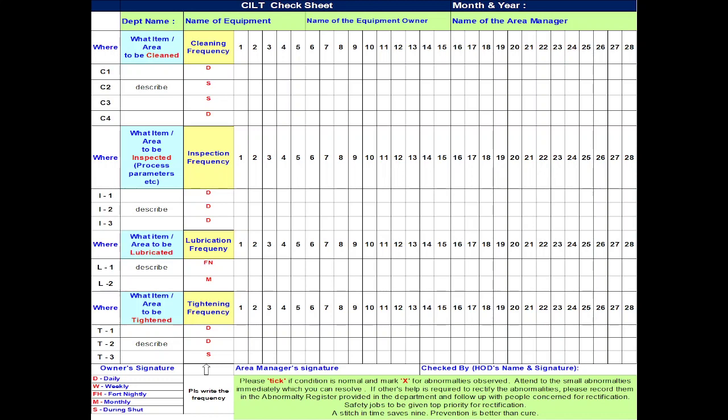You will also check whether the equipment is kept clean, neat and tidy, and whether the equipment is safe to operate. You will also check the lubrication points and check whether the nuts and bolts are secure. Now coming to the columns, in the first left hand side column, letter C. Letter C stands for cleaning. You need to write down the important parts or areas in the equipment to be cleaned safely in the second column.